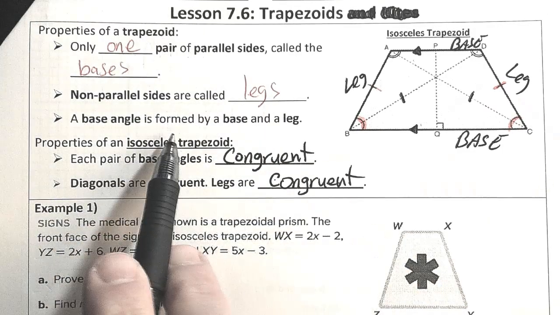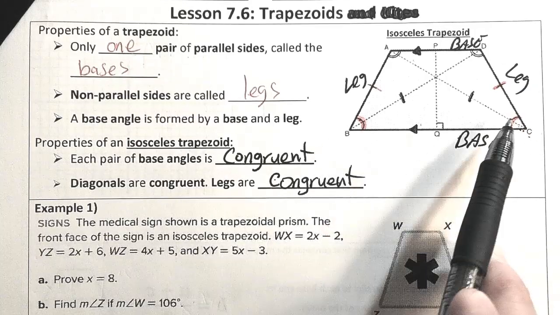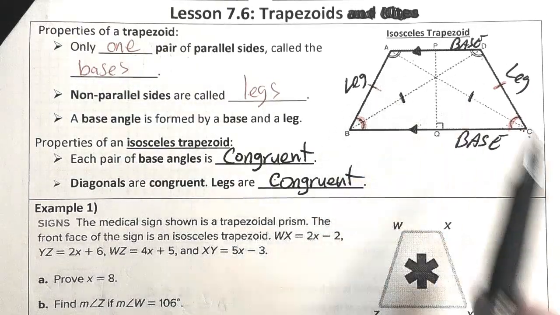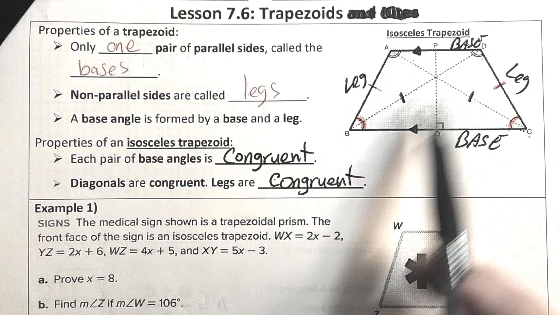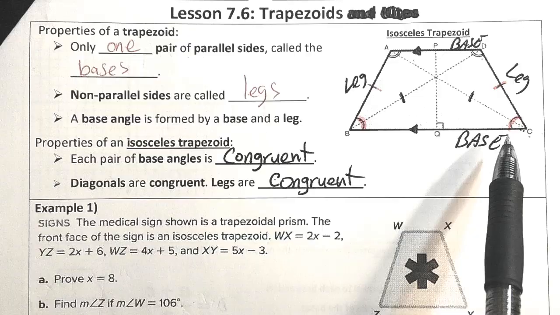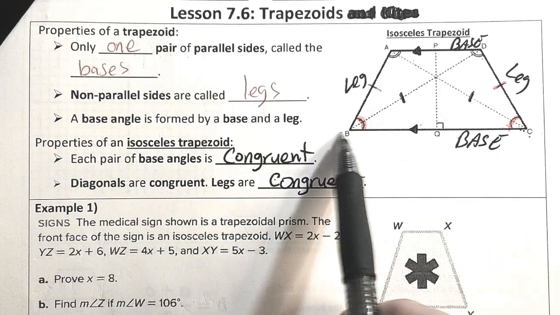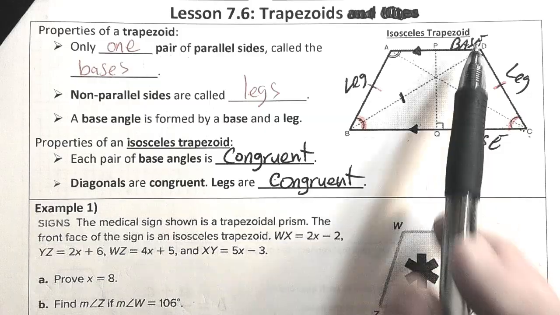A base angle is formed by the base and the leg. So that would be these angles, and then these angles. They'd be consecutive rather than opposite, like everything we usually deal with. So base angles are formed by the base and the leg at the top and the bottom.